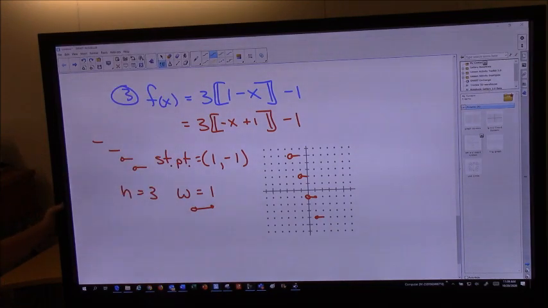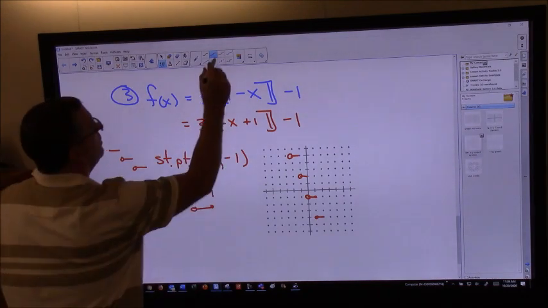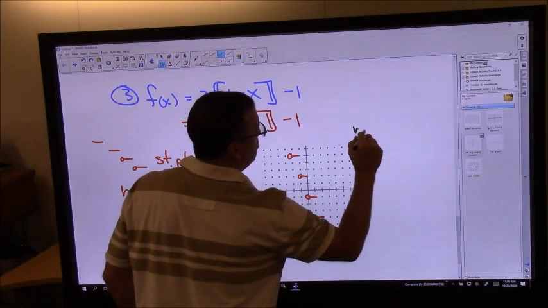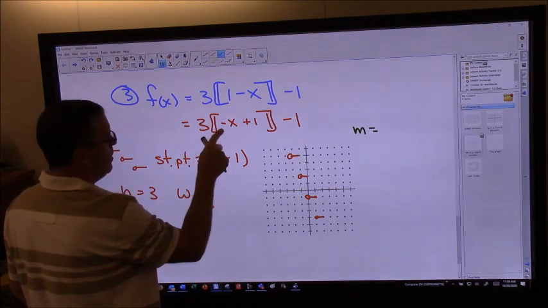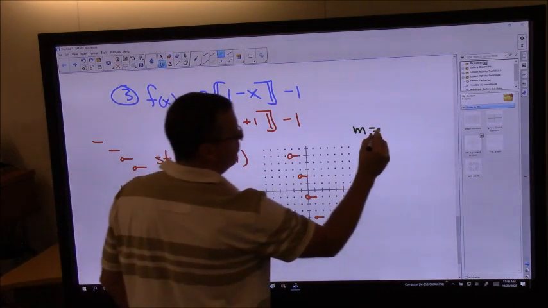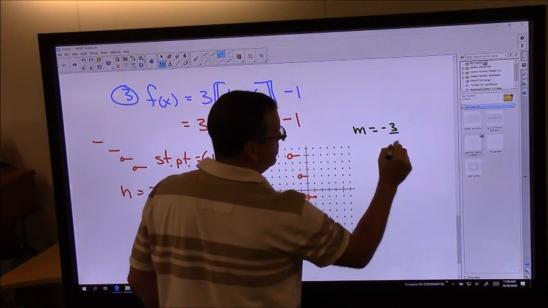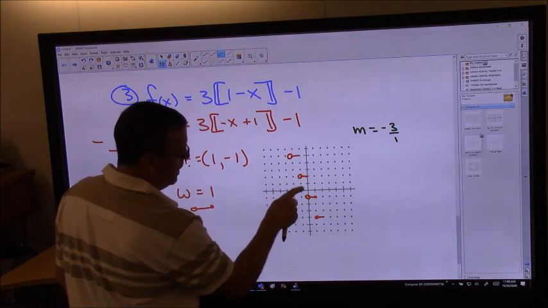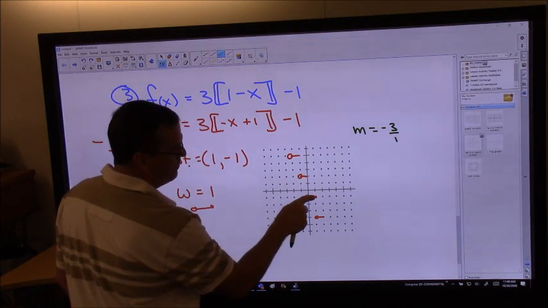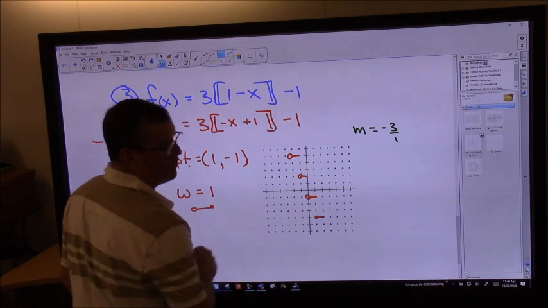I also didn't talk about the slope as I was doing this, but let's just do that real quick. So the slope equals a times the b value. 3 times -1, that's -3 over 1. That means I'm going down 3 units and over 1 to get to that front edge of the step. Down 3 and over 1.